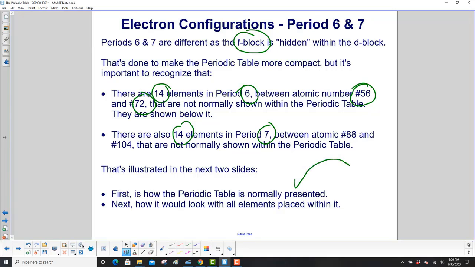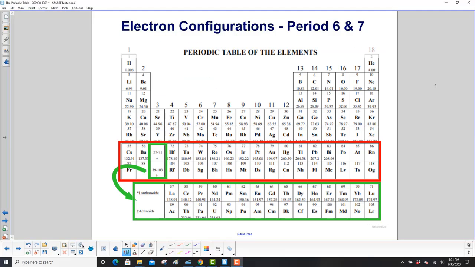First, this is what you see most of the time when you see a periodic table. And then second, what if we placed all the elements within it in the right place? Here's a fairly standard periodic table. And you have this blank over here. Those are elements 57 through 71. And all of them squeeze into that little block. Then below it, you have the actinide series from atomic number 89 to 103. And all of them squeeze into this little block. So on the next slide, I'll give you some more information on what that actually means.